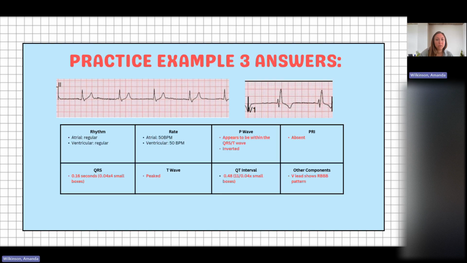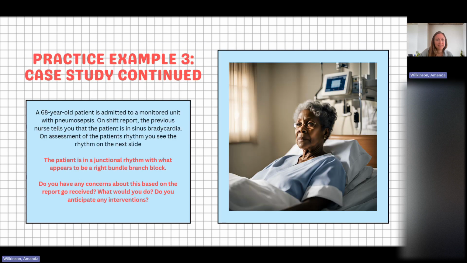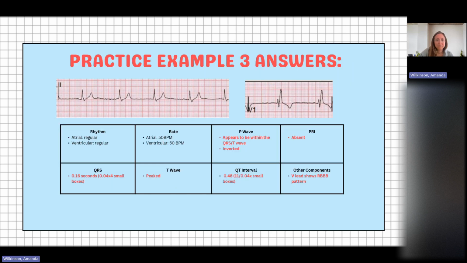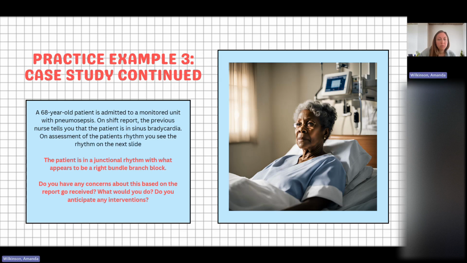We have a right bundle branch block. Yes, you got it. I'll let you guys look at those answers for a minute. So we have a right bundle branch block. You were told your patient is in a sinus bradycardia, and you find this right bundle branch block. Do you have any concerns about this based on the report you received?